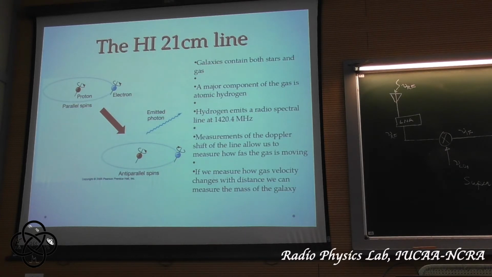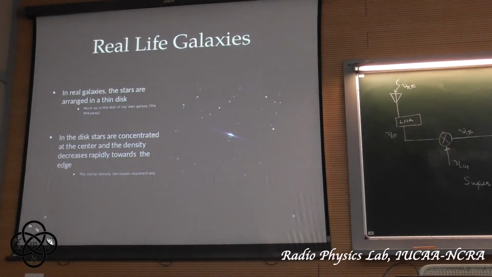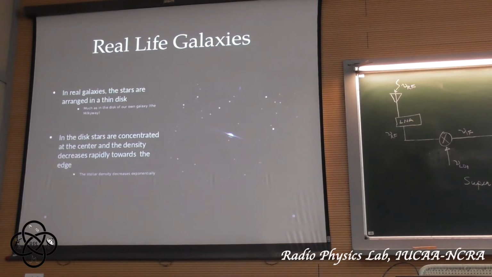It turns out to be at a frequency of about 1420 megahertz, and measurements of the Doppler shift of that line allow us to measure how fast the gas is moving. And if we measure how the gas velocity is changing with distance, we can actually measure the mass of the galaxy. So let's look at a typical galaxy. You can't see it too clearly over here.